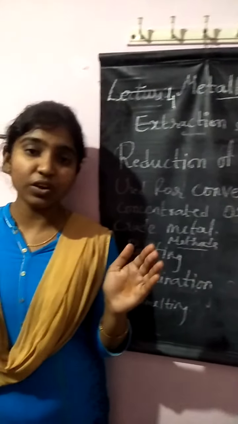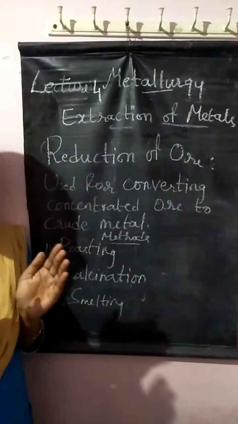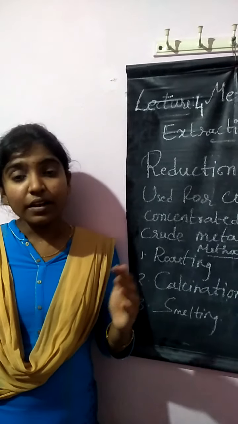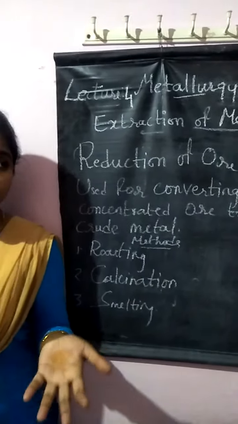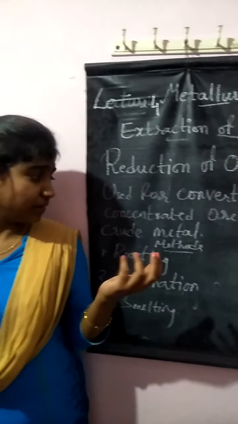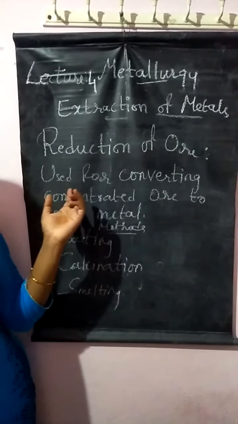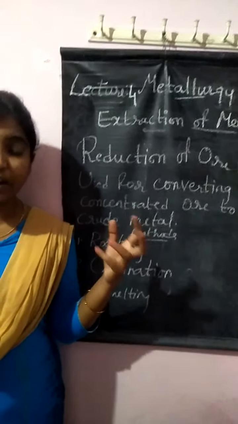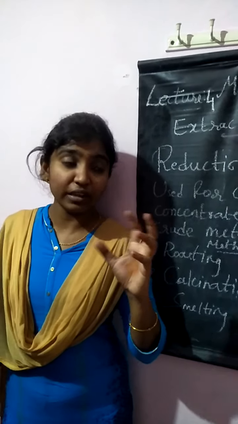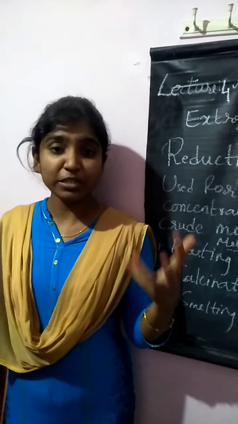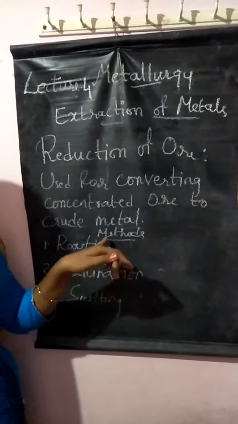In the concentration of the ore, which is the first step in the extraction of metals, we have separated the gangue particles from the ore particles. Now, the ore particles which we have got from the first step are not pure, they are crude. Other impurities have to be removed, like aluminium is associated with oxygen as aluminium oxide, so oxygen must be removed. That reduction process to get crude metal is done by three different methods.